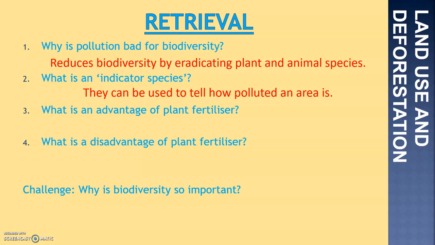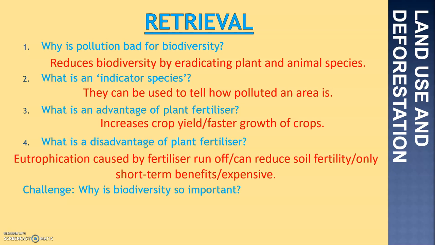All right, the next question asks, what is an advantage of a plant fertilizer? As farmers who use it should know, it helps increase crop yield and gives faster growth of crops. But then the next question asks, what is the disadvantage of plant fertilizer? That is caused by what we call eutrophication, which is caused by fertilizer running off. It also reduces soil fertility and only works for a short-term benefit.